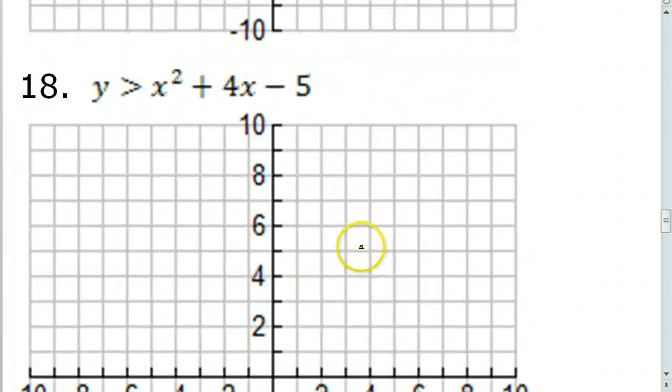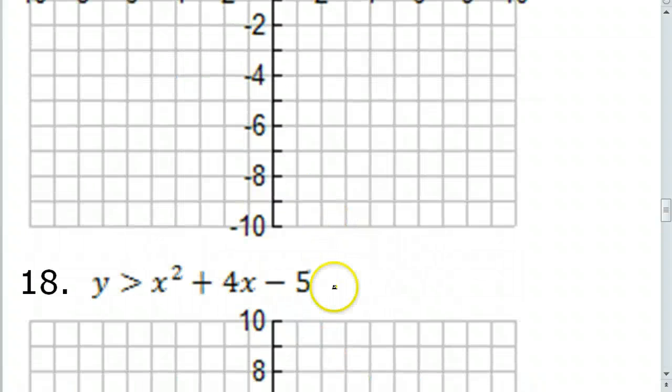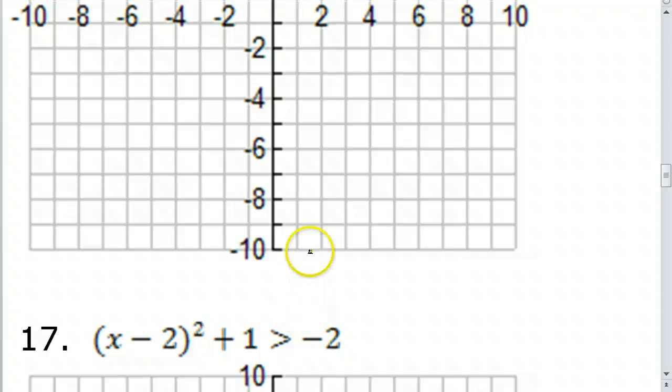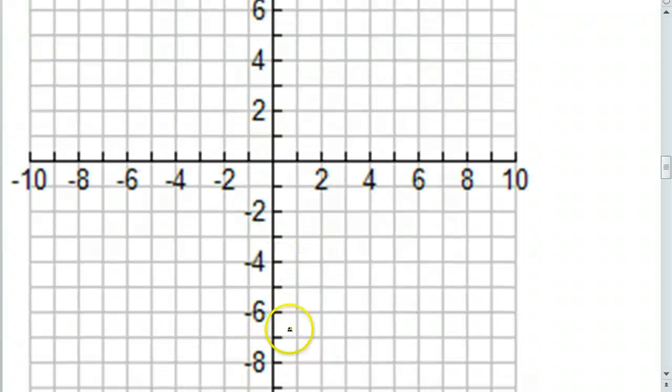Let me keep going. Oh, look. Number 18, for example. See how number 18 has the Y in it? That's how I know it's one of the ones that I color in, either above or below the parabola. So pay attention to that. Please don't give me a number line when you should be shading, and don't shade when you should be doing a number line.